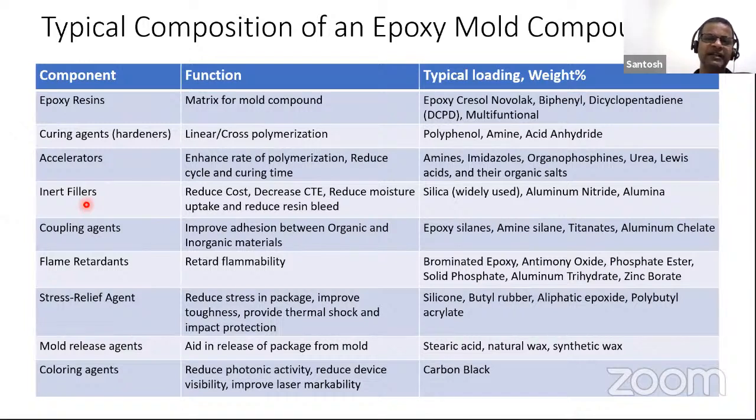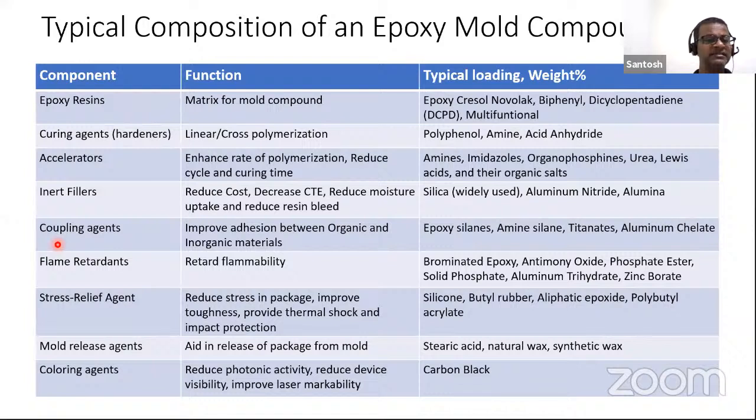Silica is the most widely used filler because, first, it is cheap. Second, it has a very low coefficient of thermal expansion, and third, it is easily integrated into the epoxy matrix. On the other side, you also have aluminum nitride and alumina, because these two materials have very high thermal conductivity. So for thermally conductive compositions, these two materials are widely used.